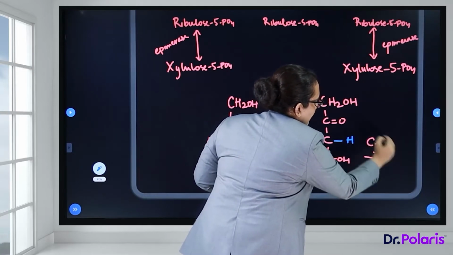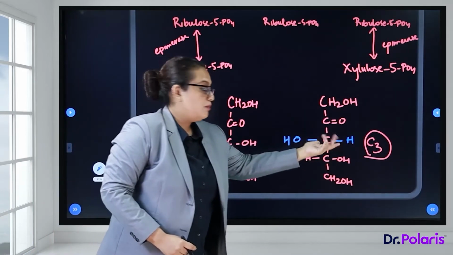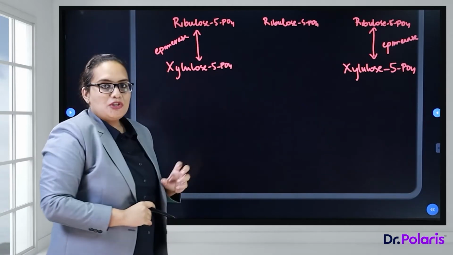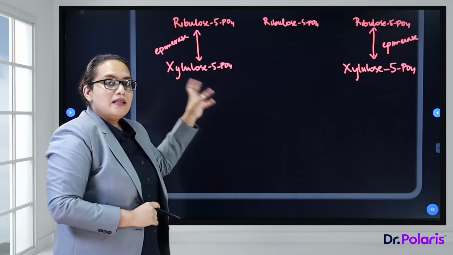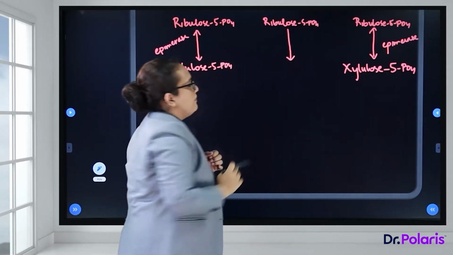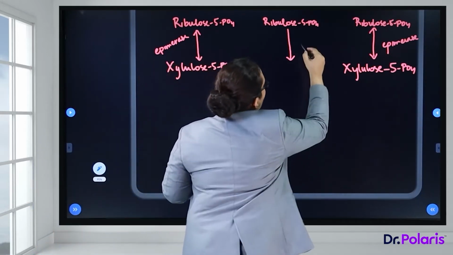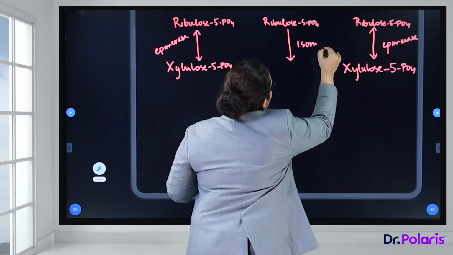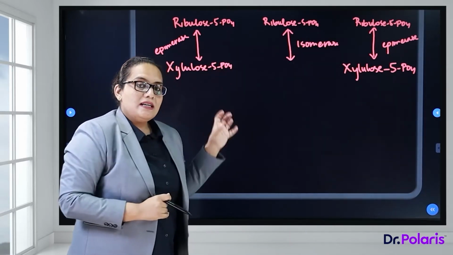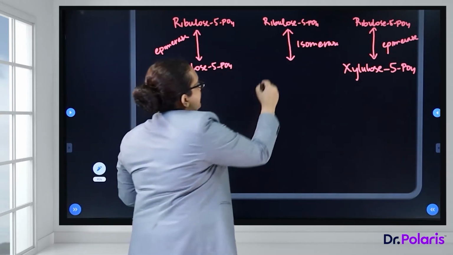So which is why xylulose 5-phosphate is said to be a C3 epimer of ribulose. Now we have the formation of xylulose 5-phosphate, which is a ketopentose, and at the same time there's one more ribulose 5-phosphate over here. It gets converted to its functional isomeric form with the help of the enzyme isomerase. So if ribulose is a ketopentose, the corresponding aldopentose is known as ribose.